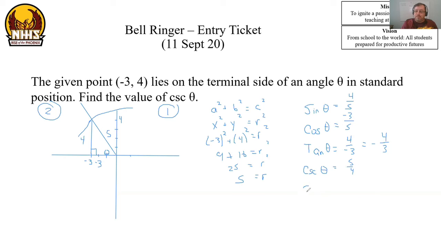And the secant of theta, we go back and look at cosine. Cosine was a negative 3 over 5, so this becomes negative 5 over 3. And let's look at cotangent of theta. Cotangent is the reciprocal of tan, so instead of negative 4 over 3, it's negative 3 over 4. So that's what we're looking at. We're trying to figure these out.